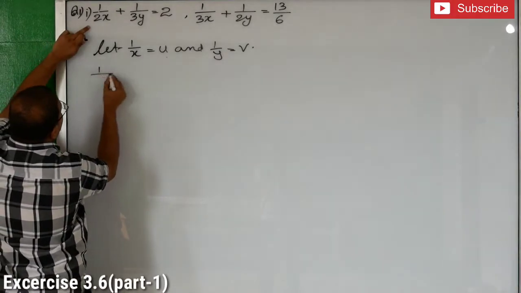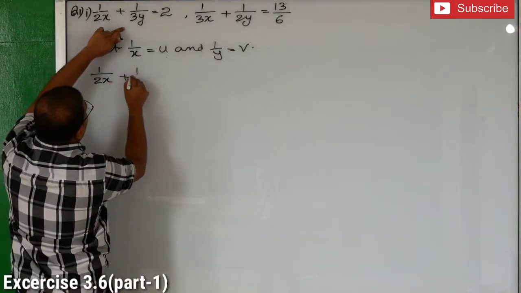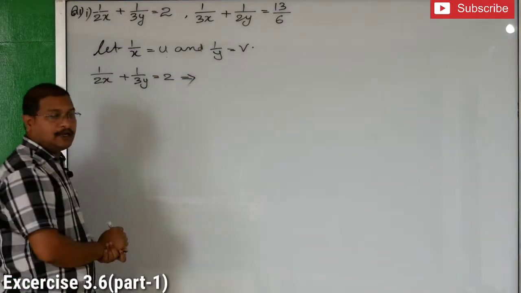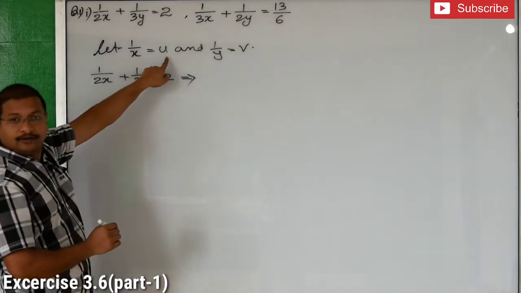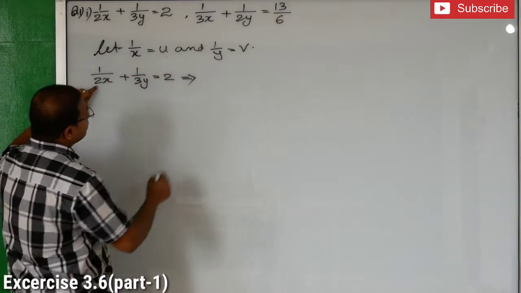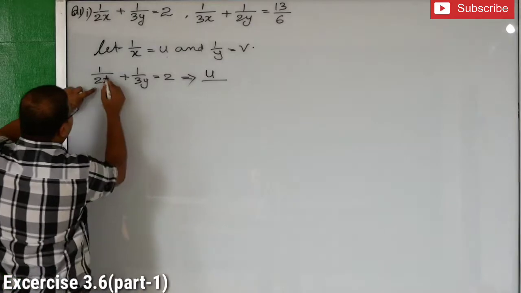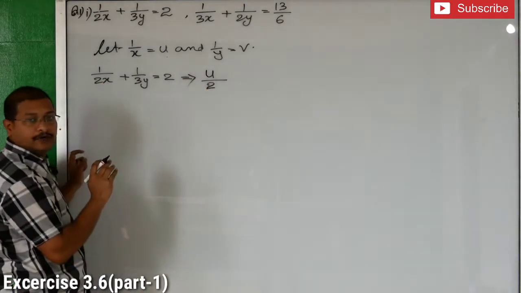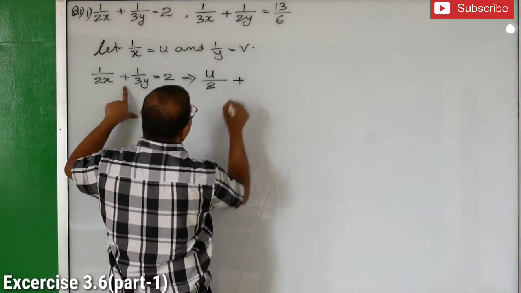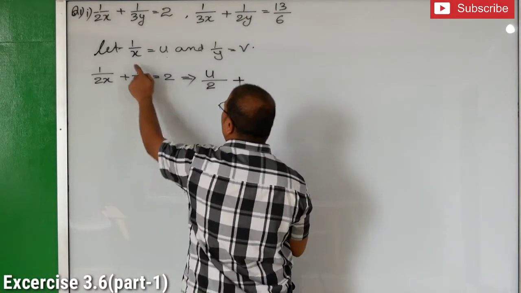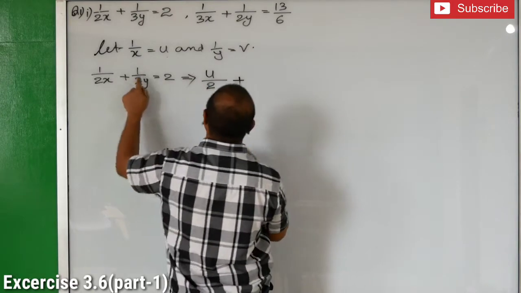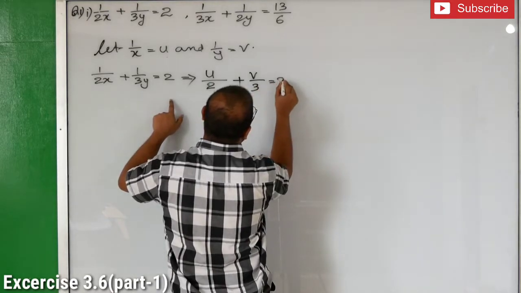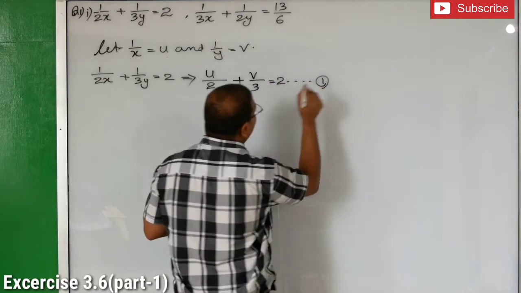This 1 by 2x plus 1 by 3y equals 2 implies, in place of 1 by x, what can you write? u. That means u by, see, 1 by x means u. After that divide by 2. Ready? After that plus, see 1 by y. In place of 1 by y, what can you write? v. That means v by 3 equals 2. This is equation number 1.